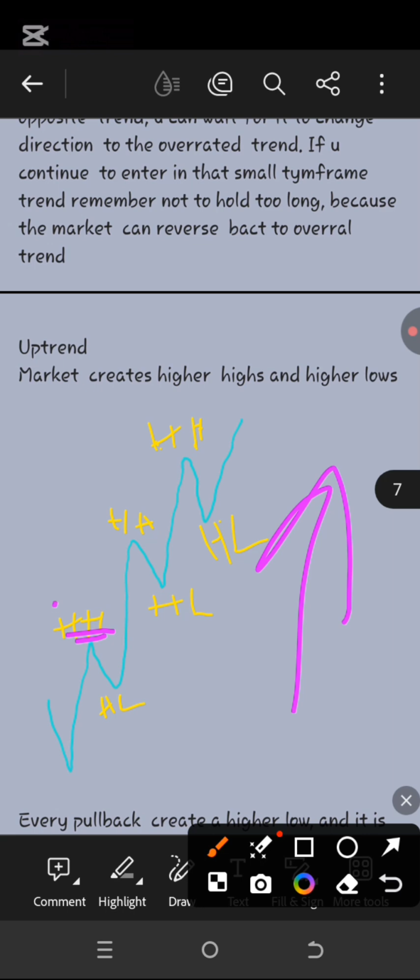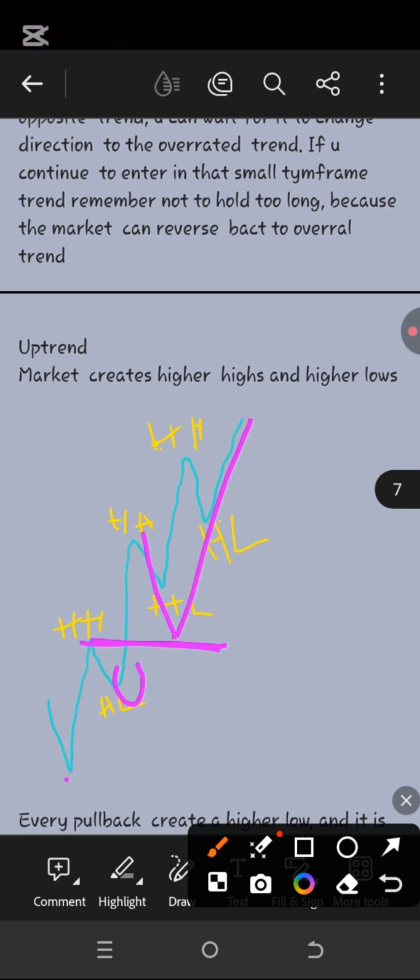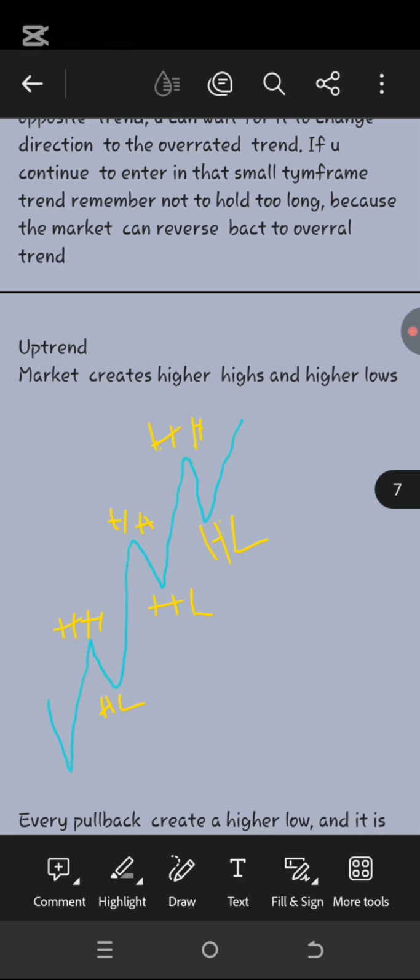When you're going up, we'll be creating a series of what? Higher highs and higher lows: higher high, higher low, higher high, and higher low. So that's what we'll be doing. This over here is when we'll be anticipating. Let's take this for example. This is when we'll be anticipating to get our zone flips, get our entries, and draw our trend lines and all that.